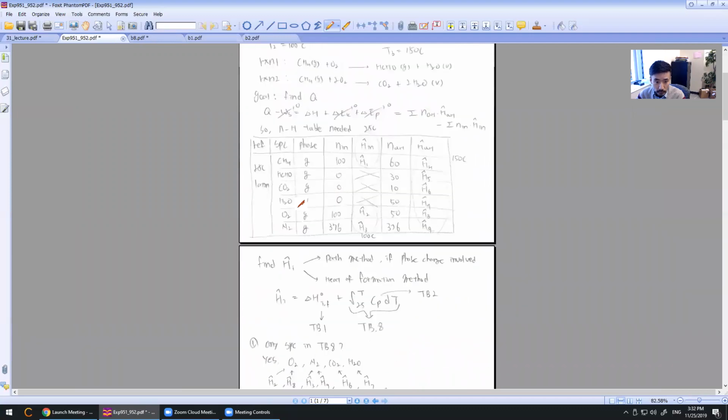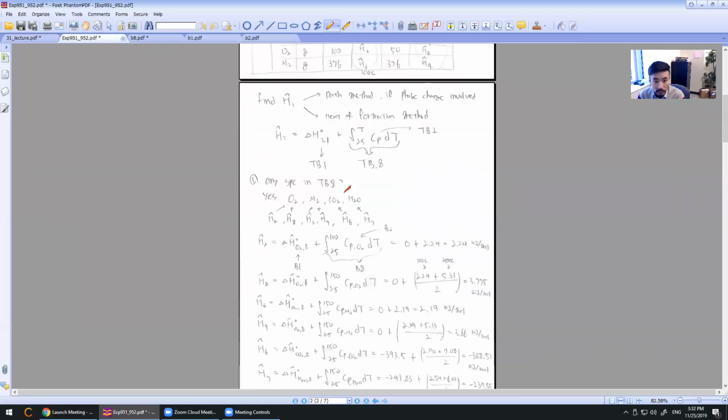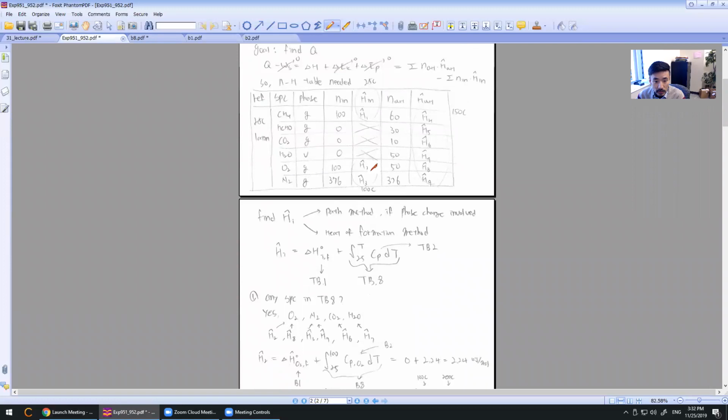So if you take a look, see this one, right? We can find in table B8 this water, oxygen, and nitrogen. So these four species, we can use table B8 instead of table B2 because that's easier. For the oxygen, we can find H hat 2 and H hat 8 from table B8. And for the nitrogen, which is H hat 3, H hat 9, we can find the number from table B8. And for the carbon dioxide, which is H hat 6, we can also use table B8. And lastly, this H water, H hat 7, we can also use table B8.